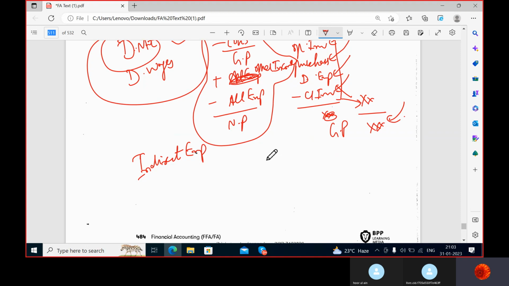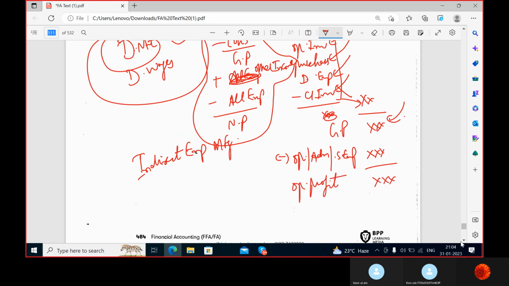So any indirect expenses, whether it is manufacturing or administrative, you will remove from gross profit. Correct? Please tell me yes or no. So I'll write it here: less operating, administration and selling expenses. So when I remove all these expenses from gross profit, the profit which I get is called what? Operating profit. Please tell me yes or no.